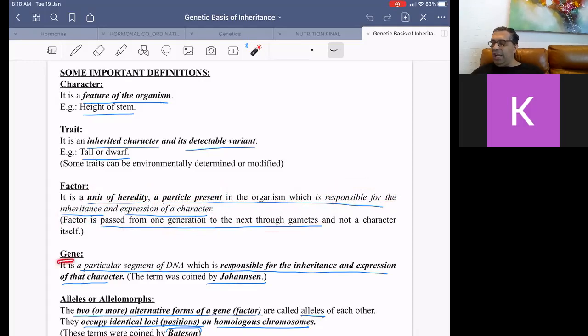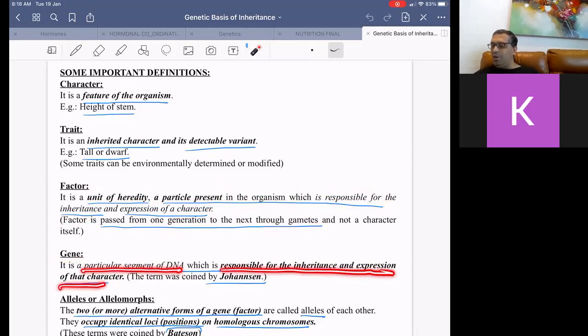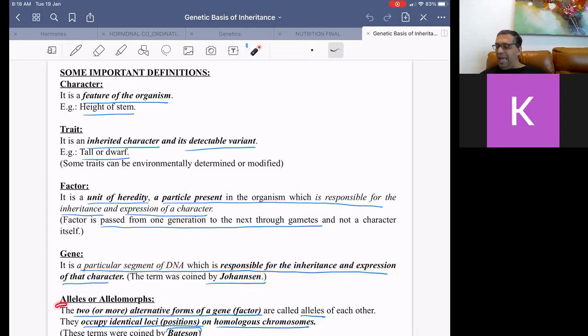Then we have gene. It is a particular segment of DNA responsible for inheritance and expression of that character. The word gene was coined by Johansen. And then we have alleles or allelomorph. When two or more alternative forms of a factor are present together, they are called alleles. They occupy identical loci on homologous chromosomes.